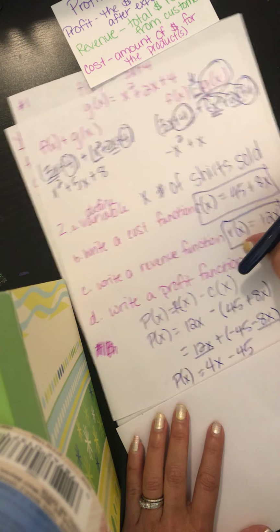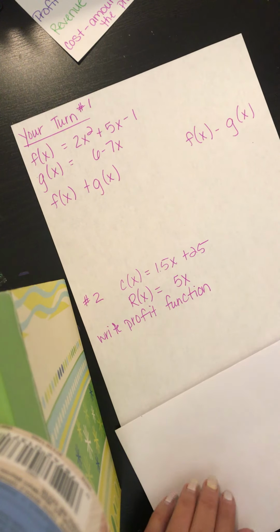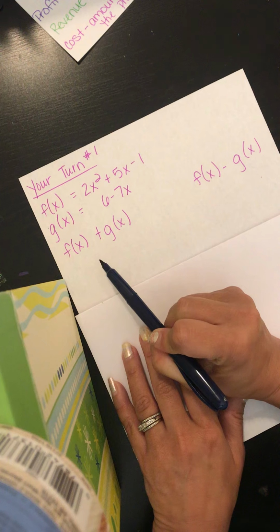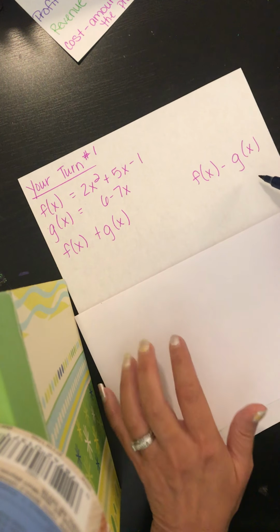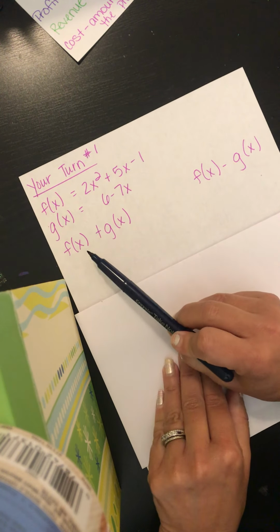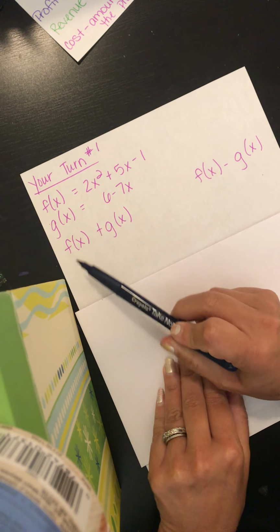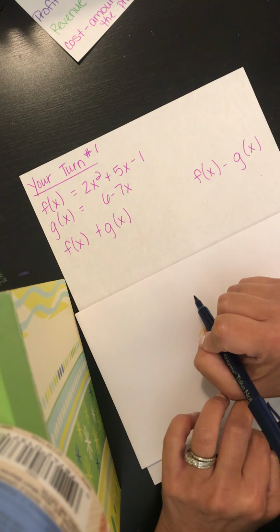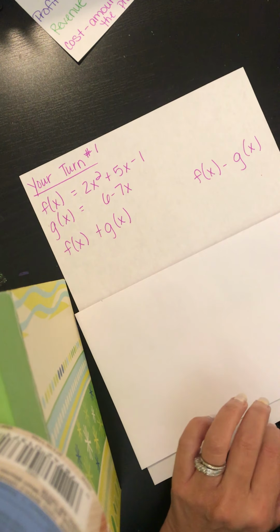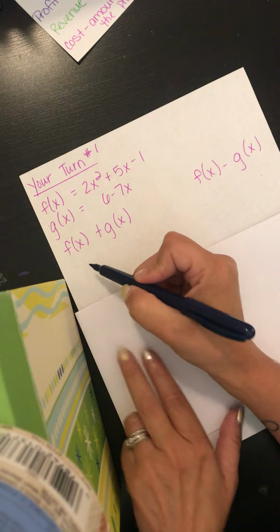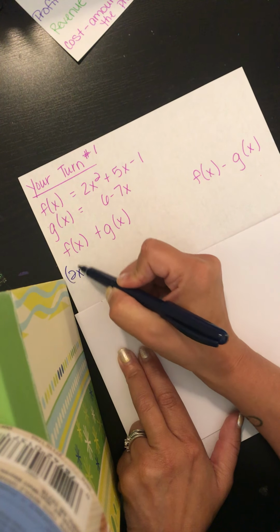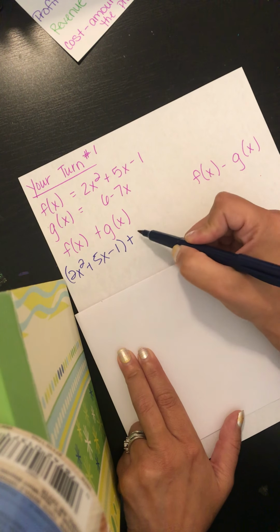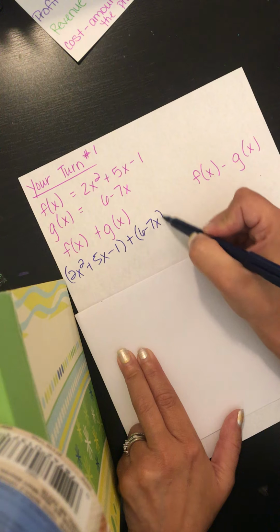Okay, let's look. You have your turn. So just like in the first example, first they ask you to add them, then they ask you to subtract them. So go ahead and take a moment now, pause the video, and add them to see if you can do that correctly. Okay, let's go ahead and see if you could do that correctly. So my f of x was 2x squared plus 5x minus 1 plus my g of x, which was 6 minus 7x.